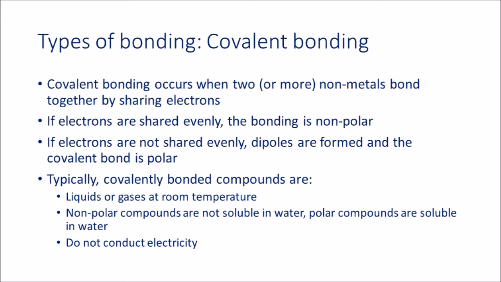When the sharing is even, we have non-polar covalent bonding. When the sharing is uneven, i.e. the electrons spend more time at one atom than the other, then that is polar covalent bonding.